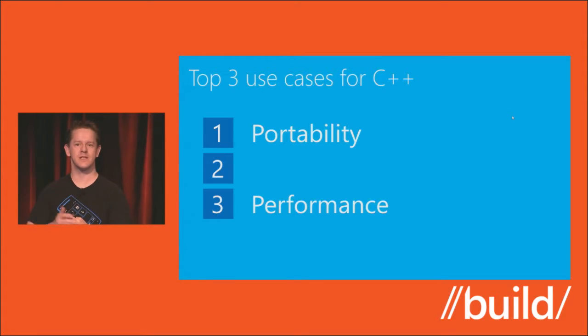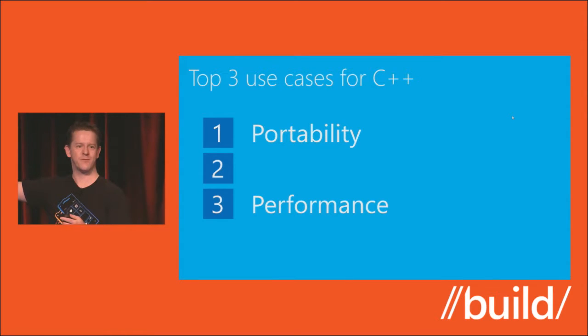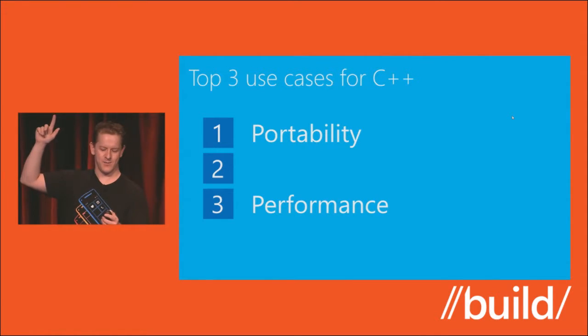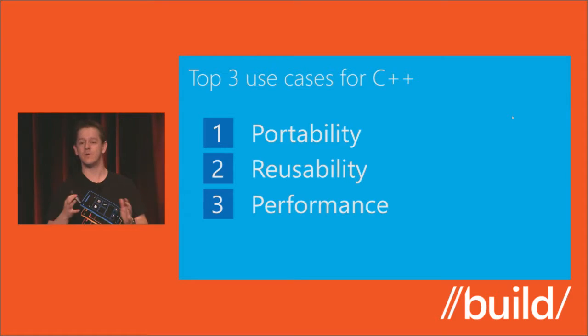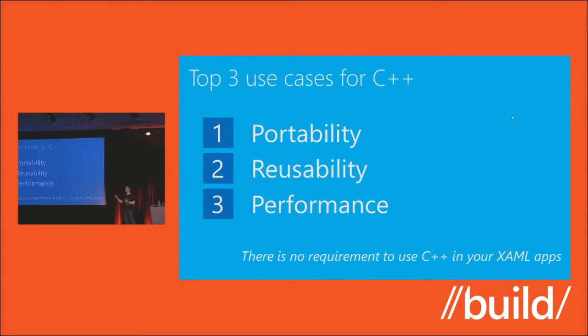Who thinks portability is the number one reason we have C++ in Windows Phone? I see a few hands. OK, well, you guys were right. That's the way we looked at it when we built this into Windows Phone 8: portability across Windows, iOS, Android, and Windows Phone was our number one goal for C++. Reusability of common libraries was also a good goal for us. And performance does make a lot of difference for certain things like games and so on.